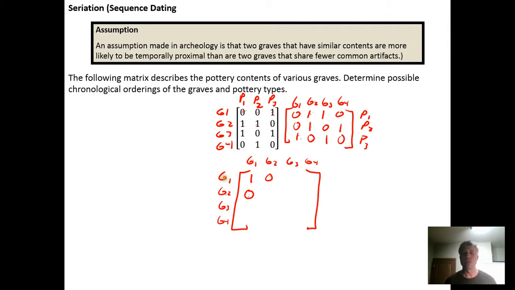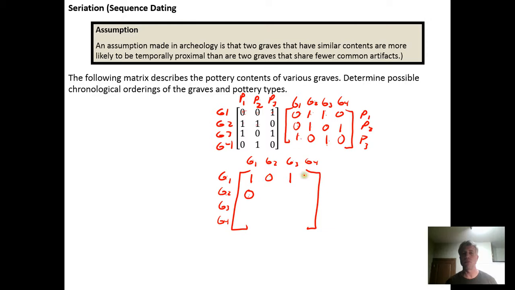We do, this is the row 1, column 3. So we're doing grave 1 dotted with the grave 3 column. So grave 1 times grave 3 column, 0 times 1 plus 0 times 0 plus 1 times 1 adds up to 1. And that tells us that grave 1 and grave 3 have one type of pottery in common.